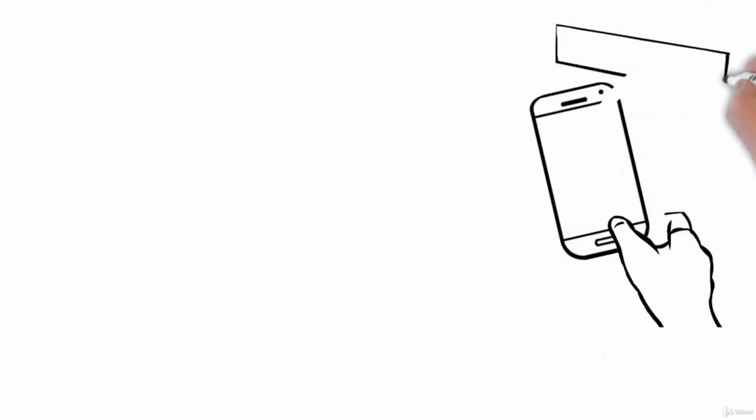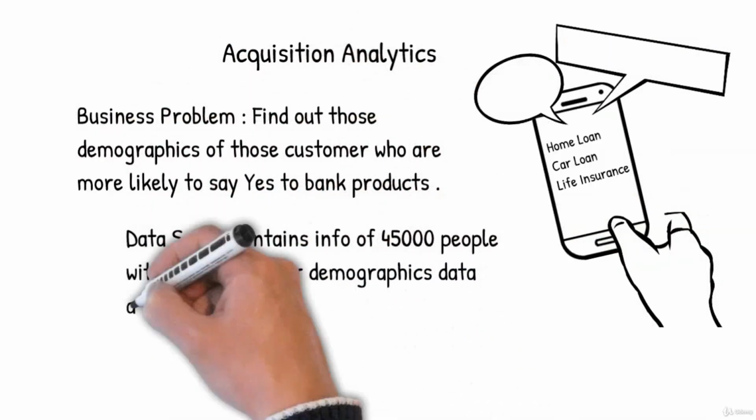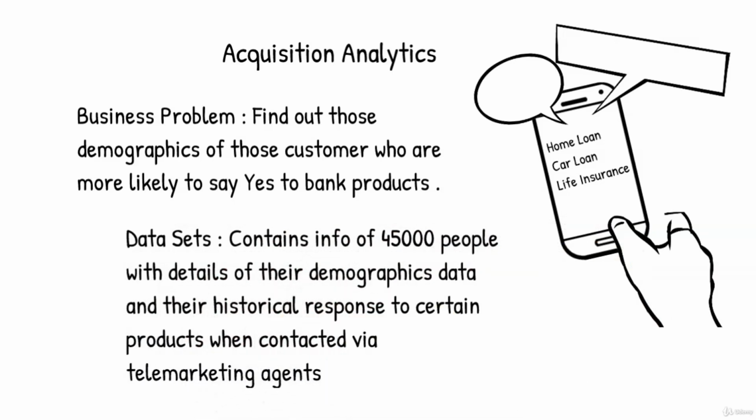From this session onward, we are going to study one of the most common and interesting business problems, which is acquisition analytics. The business problem here is we have to find those customers who are likely to say yes to some of the bank products. The data set which is given consists of around 45,000 records having the details of their demographic data and their historical response to the past bank product where they have said yes or no. So depending on the historical data, we are going to find out which customers are most likely to say yes to the future bank products if they are sold via the telemarketing channel. Telemarketing refers to the call center.